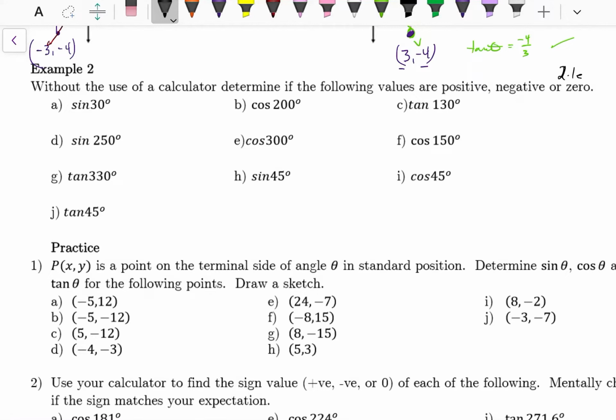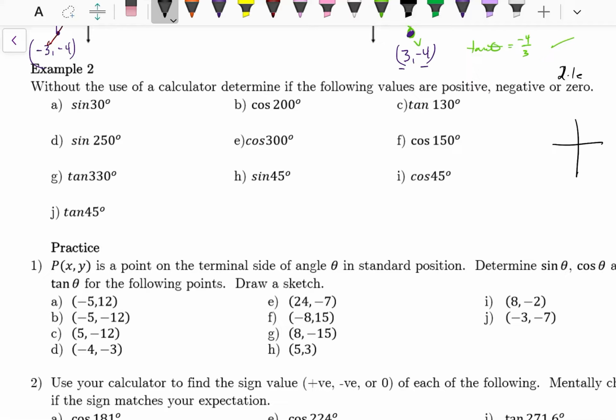Okay, example number 2. Without the use of a calculator, determine if the following values are positive, negative, or 0. So A through J, I'd be very surprised if I worked through all of these. Never know. A through J, it's really important to locate where the angle is in standard position.